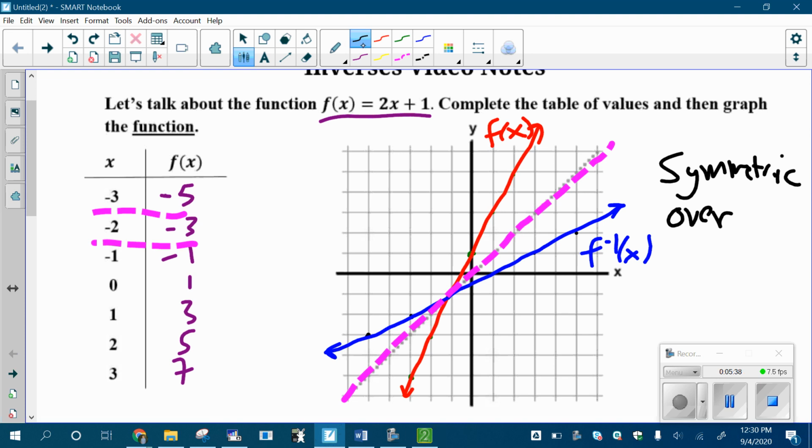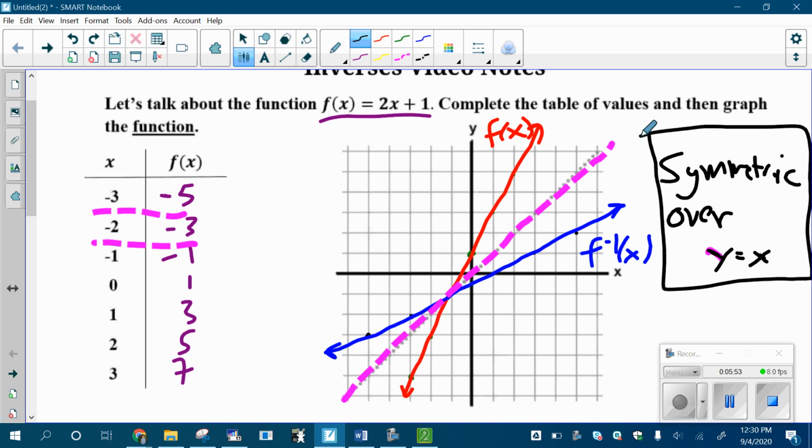And if you remember that pink line, if you look at it, it's the simplest line. It just goes up 1 over 1. They're symmetric over y equals x. Okay? That's that line they're symmetric over. So a function and its inverse, their graphs are connected. They're symmetric over y equals x. So you can look at two graphs and tell if those functions are inverse of each other.